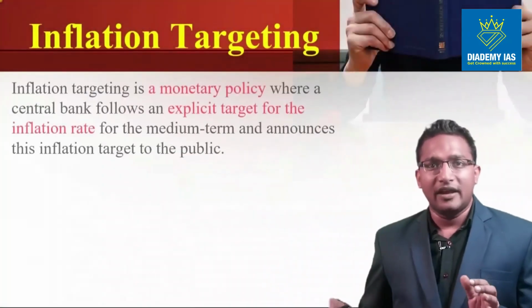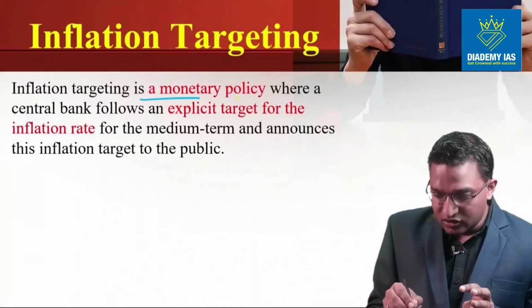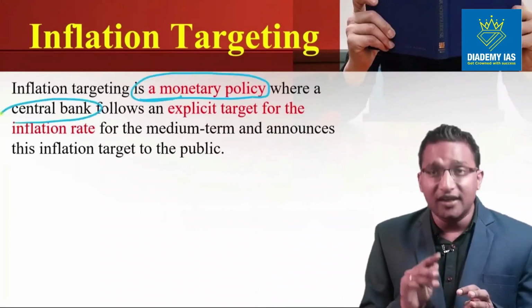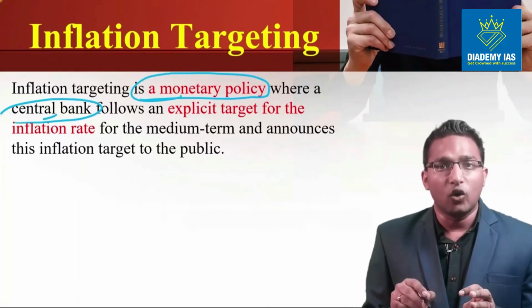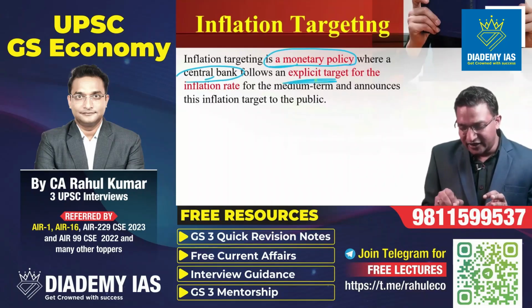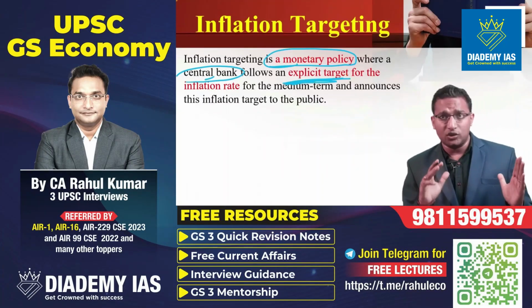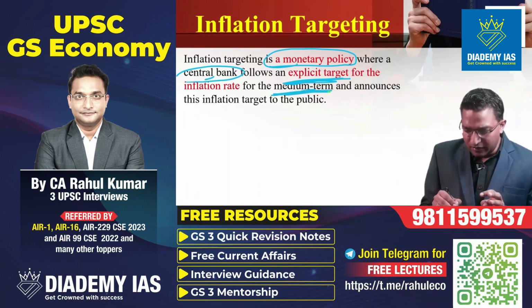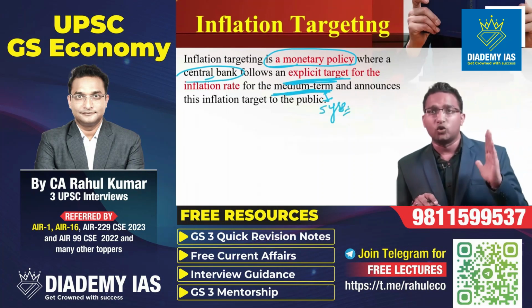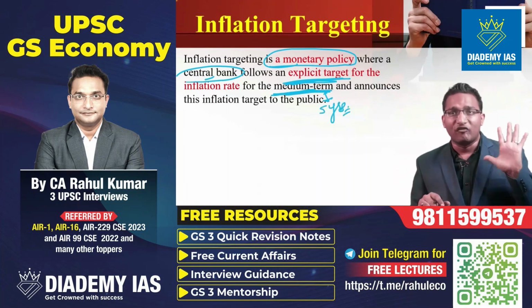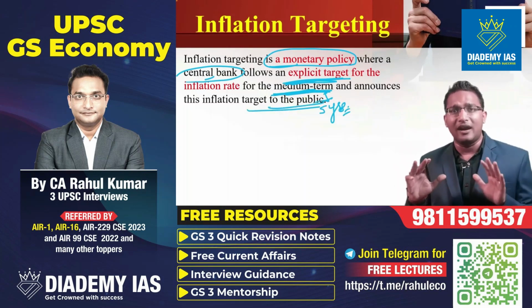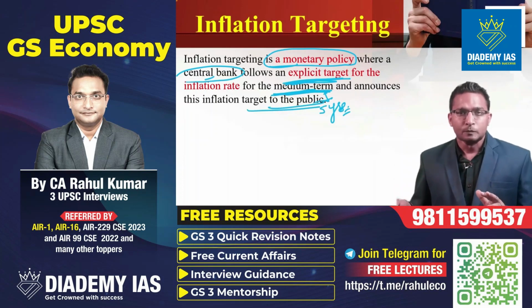So inflation targeting is a monetary policy concept, right? Where a central bank, in the case of India the Reserve Bank of India, follows an explicit target. As I told, in India this target is between 2% to 6% for the medium term. Medium term will normally be 5 years. So for example, in India we have kept the target of 2% to 6% for a period of 5 years. The central bank announces the inflation target to the public in advance. So this will be announced publicly in advance.